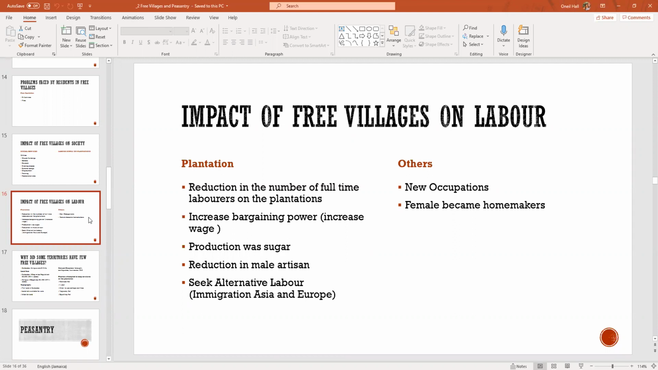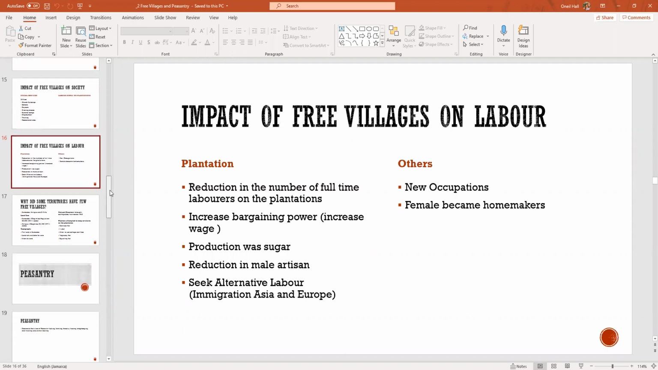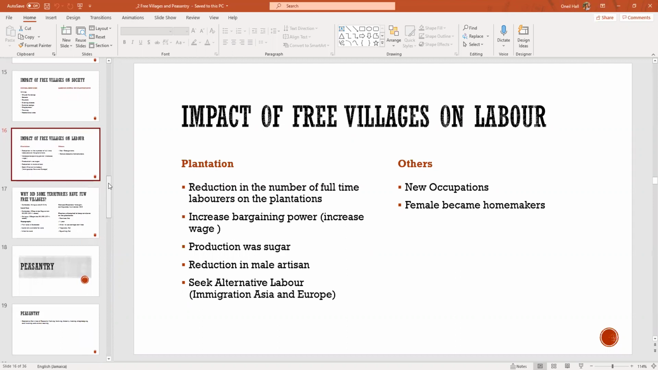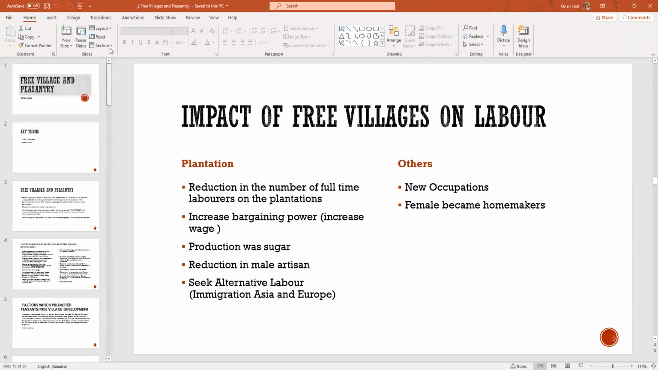Another impact of free villages on the Caribbean is that new occupations are going to emerge. What are some of the new occupations that we looked at earlier? Washerwoman, yes, that's one. What else? We looked at some occupations. What are those occupations?